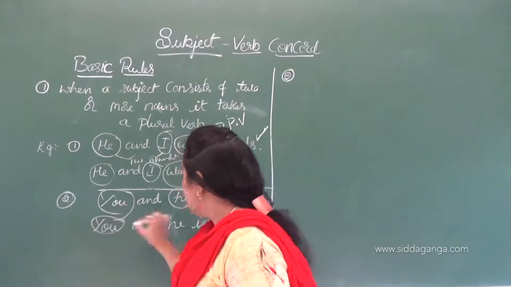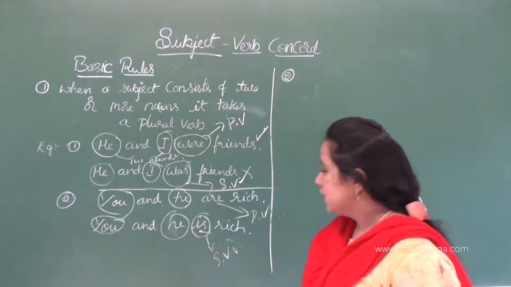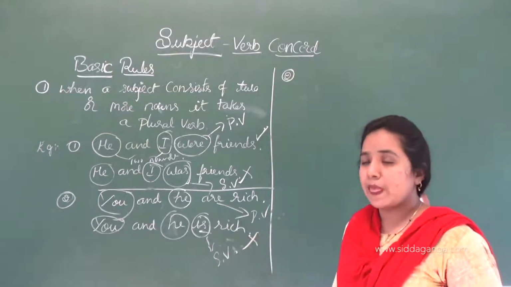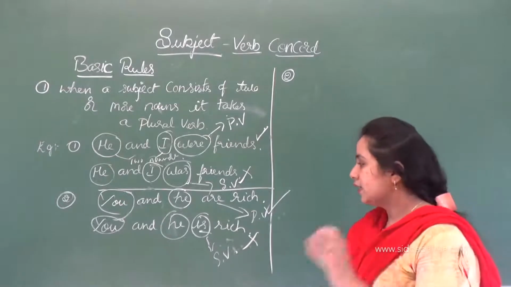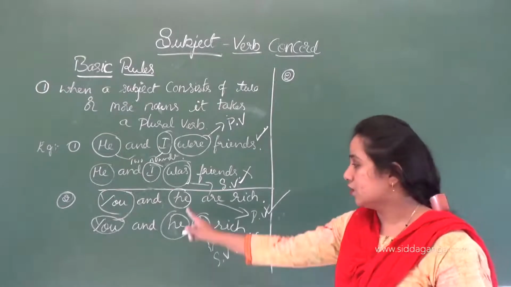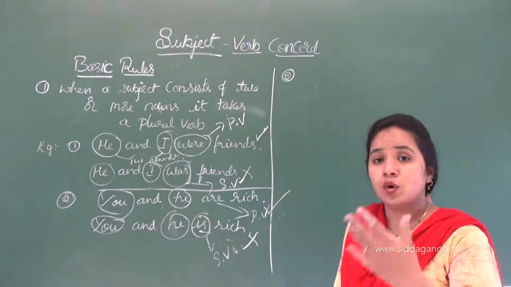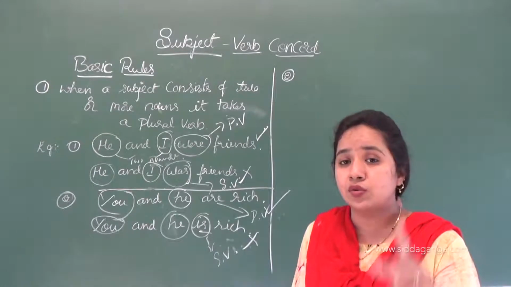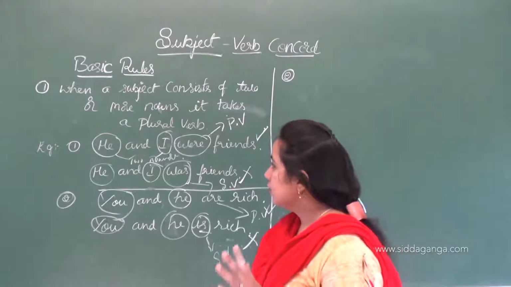So "you and he is" is a singular verb, so it is a wrong statement according to this rule. This is the right one: you and he are rich, because there are one or more than one nouns present. It is not only about a single noun, it tells about two nouns. This is the first rule.